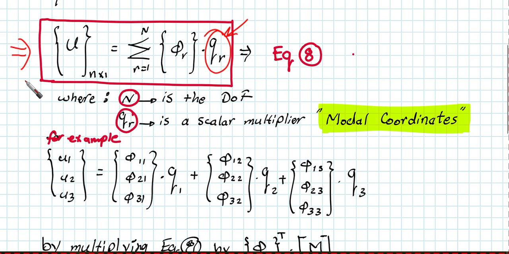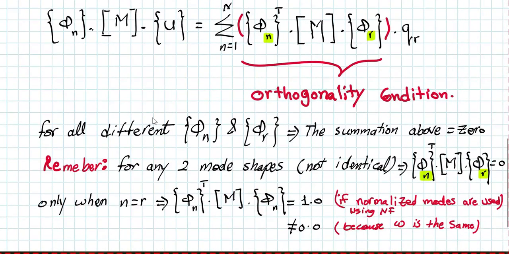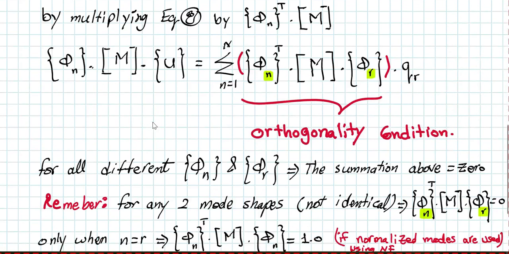Okay, I think the next question that is going to pop up in your mind is what is the benefit of this? What is the benefit of knowing about this modal expansion? I'm going to tell you about the benefit in about 5 minutes, but before that I want to multiply equation 8, the previous equation, by phi n transpose times the matrix M.